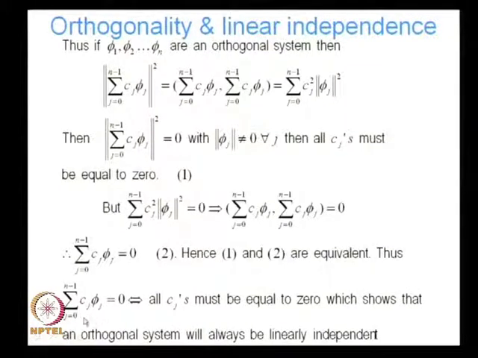Thus, the sum over j equal to 0 to n minus 1 of cj phi j equal to 0 implies that all the cj's must be equal to 0, which shows that an orthogonal system will always be linearly independent. Is the converse true? Well, certainly not. Every linearly independent system need not be orthogonal. There is nothing requiring that, but every orthogonal system has to be linearly independent. That should be sort of obvious, but this is a nice little proof.